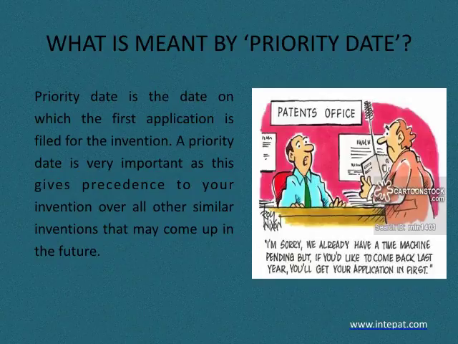A priority date is the date on which the first application is filed for the invention. A priority date is very important as this gives precedence to your invention over all other similar inventions that may come up in the future. Say, for example, you have an invention and you go and file for a patent on May 9th. Now, if any other company or individual has also invented a similar thing and files for a patent application, say on May 15, your application will be given more preference and priority because you had filed on an earlier date.